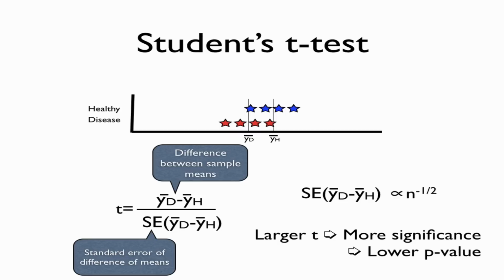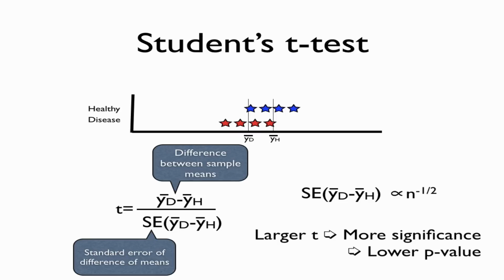And if you inject this into a t-test calculator, it will return a p-value to you. A larger t normally is associated with a lower p-value, so the larger the t, the more significant your test is. It's worth noting that the standard error of the difference of the means is a decreasing function of the sample size.